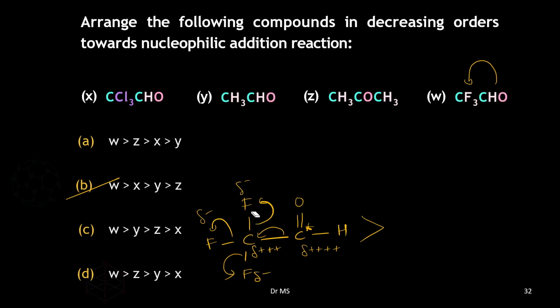So that's why first will be W, this one, next will be the chlorine one, and next it will be Y. And next it will be Z, because Y is the aldehyde and Z will be the ketone. So aldehyde shows more reactivity than the ketone. So the answer is B. Understood? Banu? Why the answer is B?